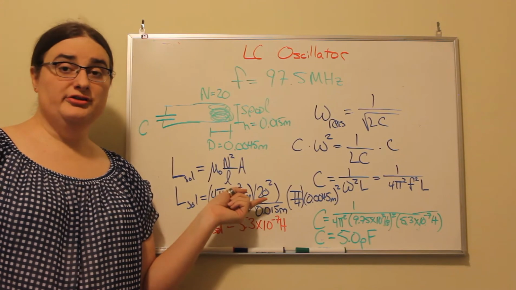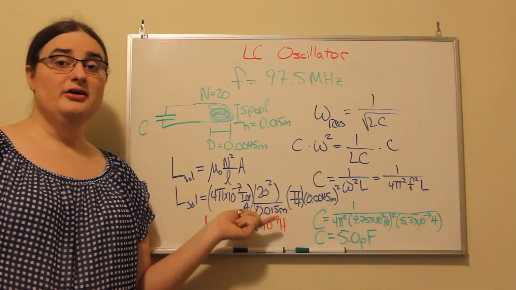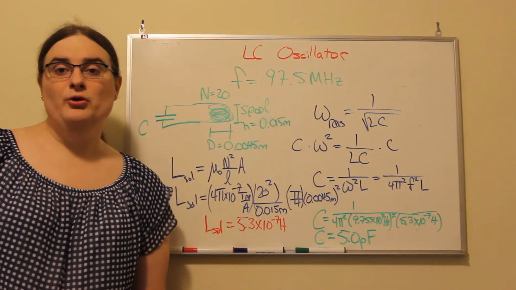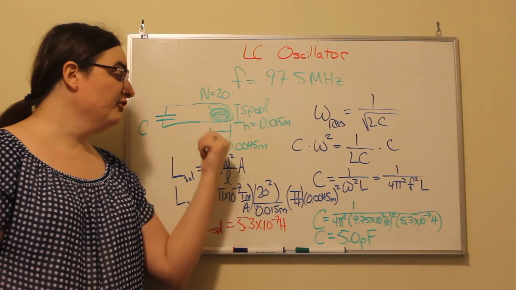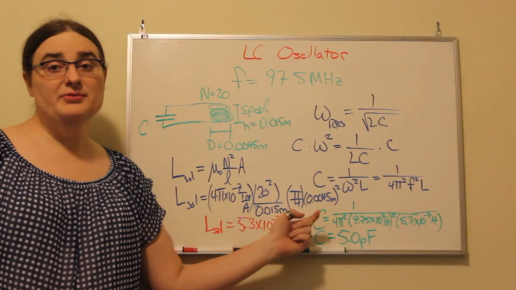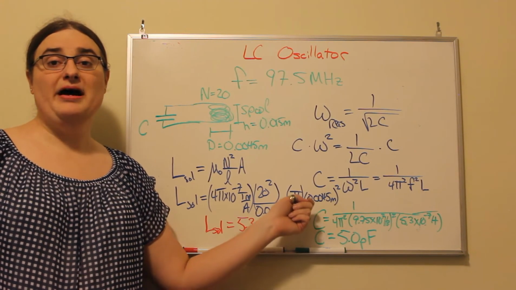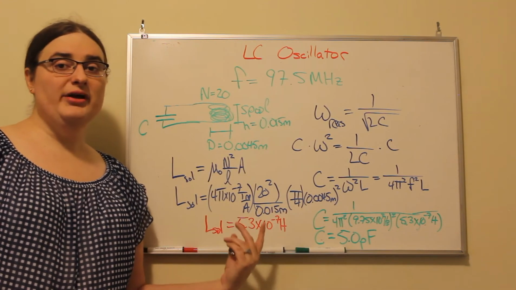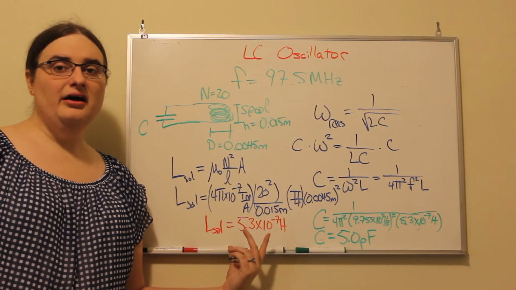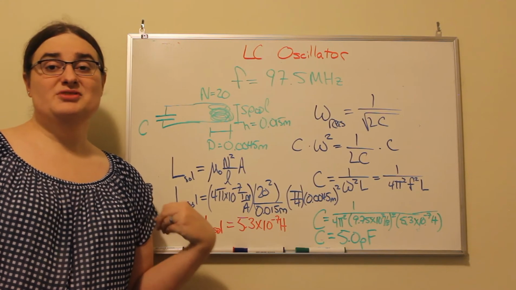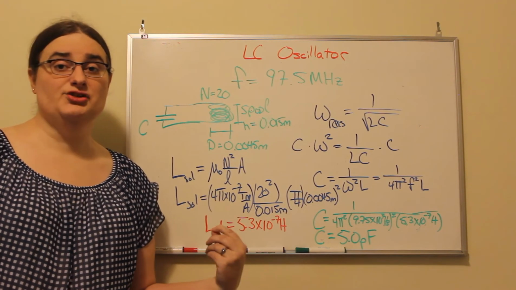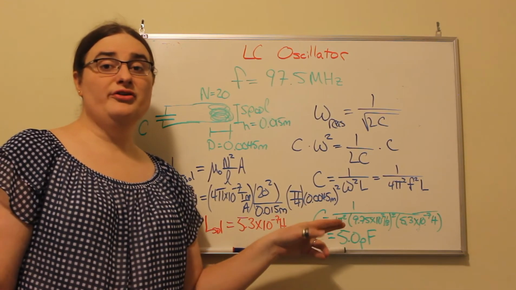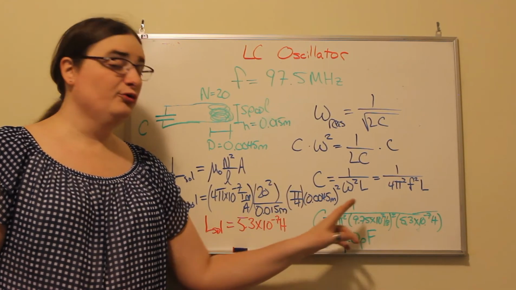Our number of turns is 20. We square that. We divide by the length, which is the height of the spool, 0.015 meters. And for our area, since we're given the diameter, our area is going to be pi over 4 times the diameter squared. So we calculate this out and we end up with an inductance of 5.3 times 10 to the negative 7 henries.